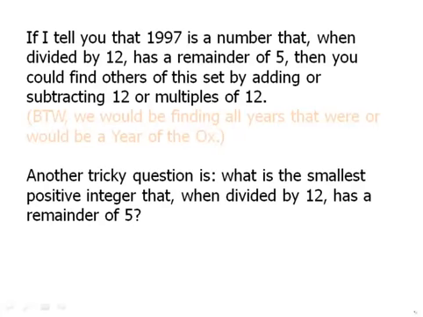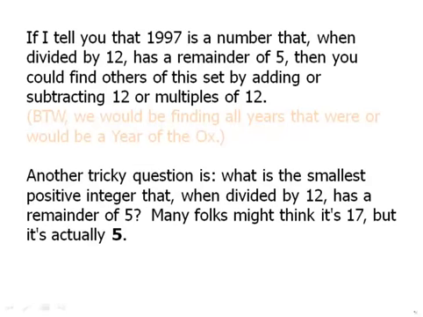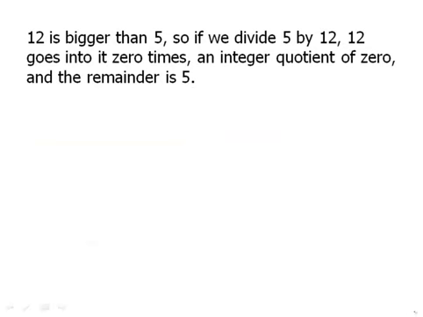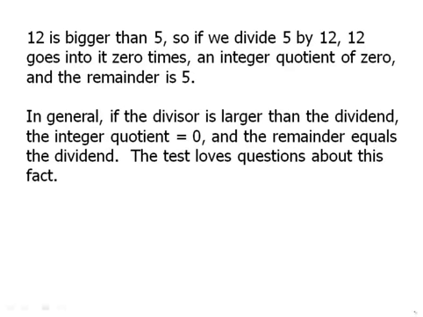Another tricky question is, what is the smallest positive integer that, when divided by 12, has a remainder of 5? Well, you may think that it's 17, but it's actually 5. Well, wait a second. What's going on here? 12 is bigger than 5, so if we divide 5 by 12, it goes into it 0 times, an integer quotient of 0, and the remainder is 5. In general, if the divisor is larger than the dividend, then the integer quotient is 0 and the remainder equals the dividend. The test absolutely loves to test questions about this.